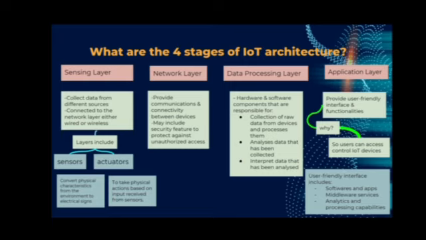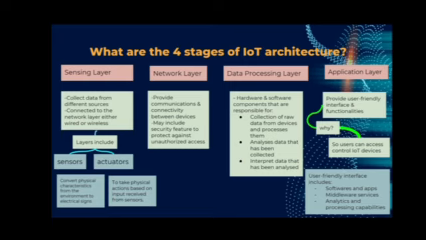In the network layer, it will provide communications and connectivity between devices, and it may include security features to protect against unauthorized access. The third stage of IoT architecture is the data processing layer. In the data processing layer, there are hardware and software components that are responsible for collection of raw data from devices and processing them, analyzing data that has been collected, as well as interpreting data that has been analyzed.